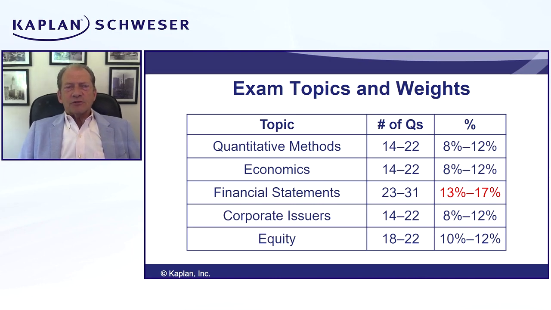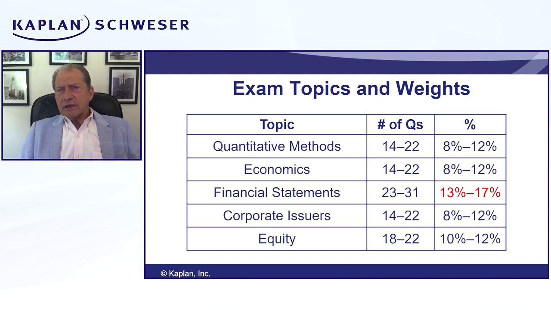Exam topics and weights. So we looked at the first topic area, quantitative methods. The second one's economics. Then financial statements, all our accounting stuff. Then corporate issuers, or if you took corporate finance in college, we often put it under that umbrella. They call it corporate issuers here. Then equity securities and equity investments, a little bit of equities valuation there.